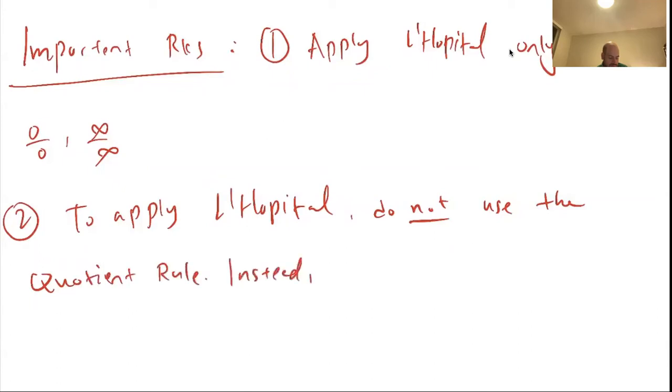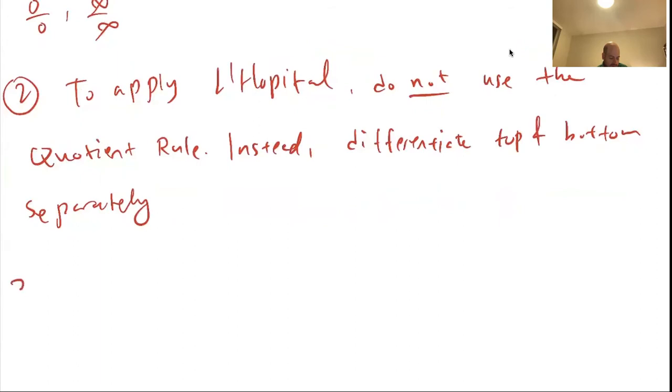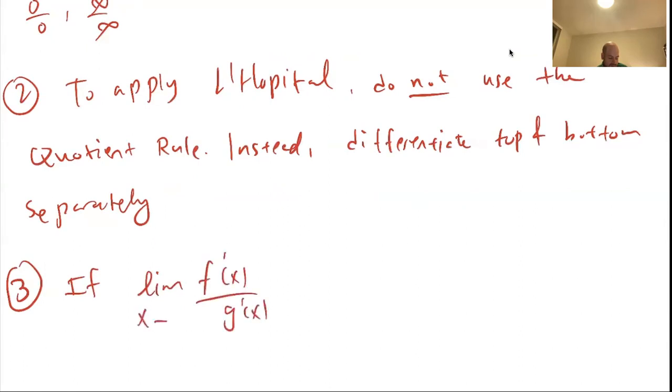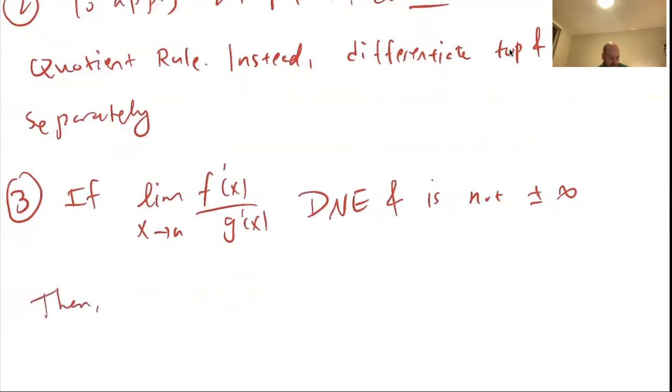Instead, differentiate top and bottom separately. And the third remark: if the limit of f prime x over g prime x as x approaches a does not exist and is not plus or minus infinity, then we cannot apply L'Hopital.